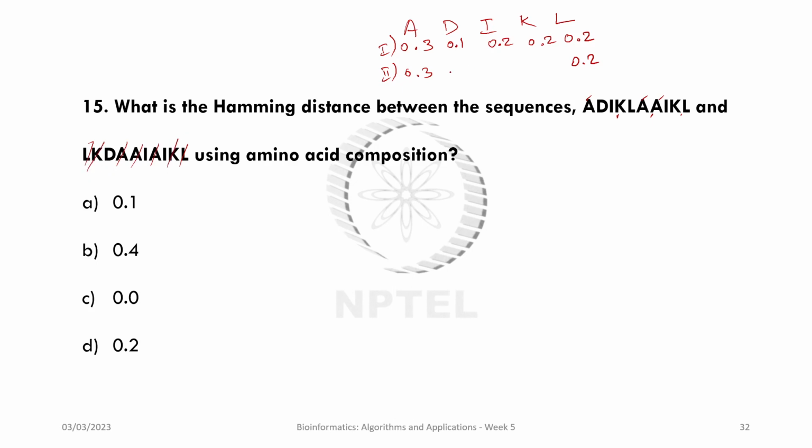2 K's, 1 D and 2 I's, 1 D. Okay. So these are absolutely the same, right? So there is zero distance between any of these residues. So correct. Everybody who answered C, thank you very much.